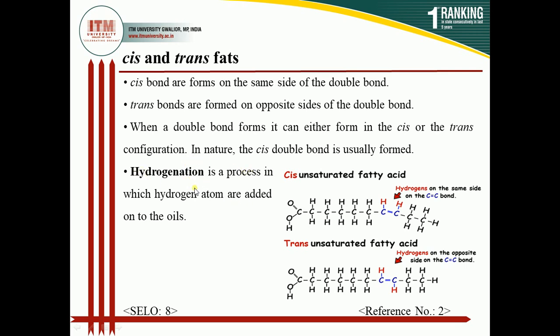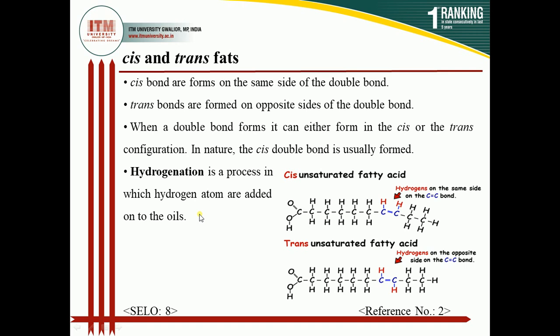Here a term comes, that is hydrogenation. What happens in hydrogenation? It is a process in which hydrogen atoms are added to the oils. We can remember that hydrogenation is a process in which we remove the double bonds. Basically, unsaturated fatty acids can be converted into saturated fatty acids through hydrogenation. The physical and chemical properties of the fats are changed because the double bonds are converted into single bonds.